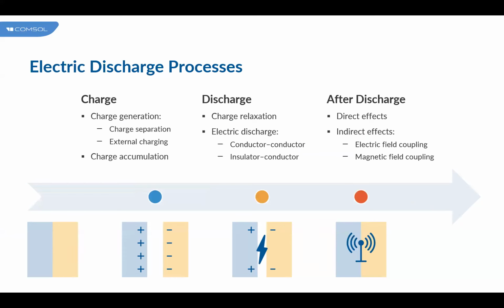Electric discharges are at the core of these insulation challenges. Generally, discharge processes can be divided into 3 phases. Charging, that includes separation and accumulation of charge on different materials or surfaces. Discharging, the different types and forms of discharges that can occur during this phase, and after-discharge effects, both direct and indirect effects of discharges that can impact the system.